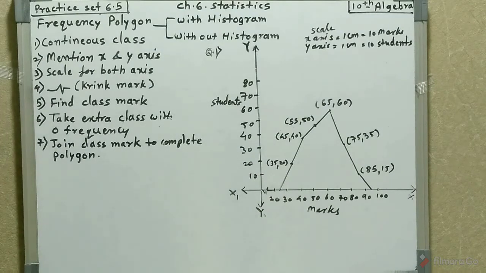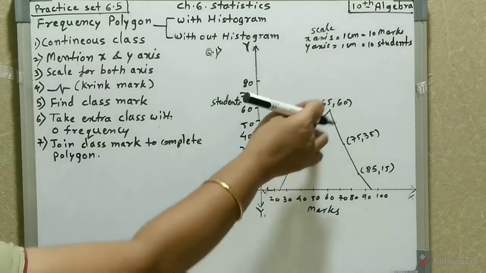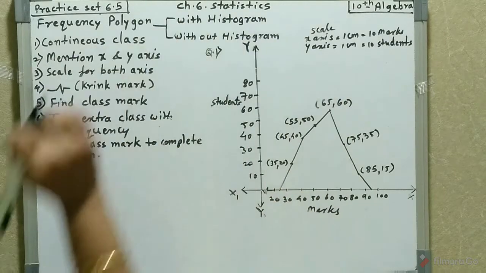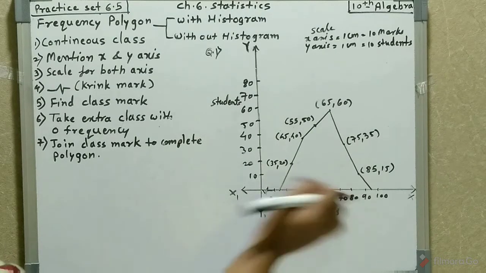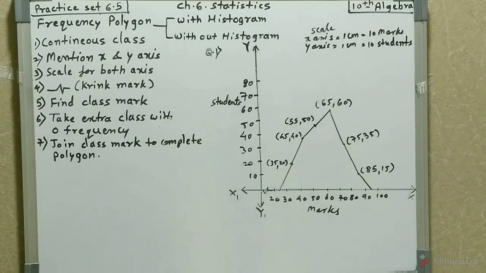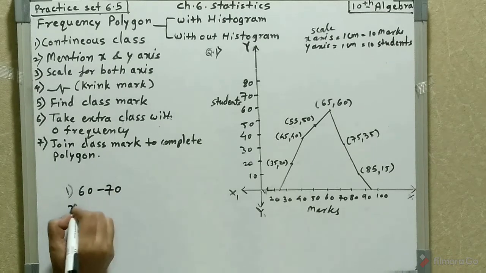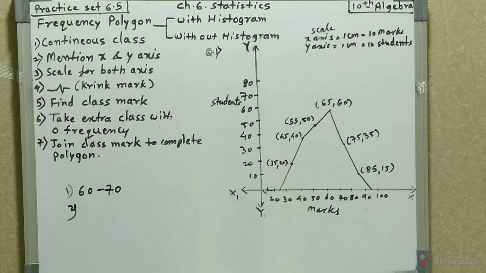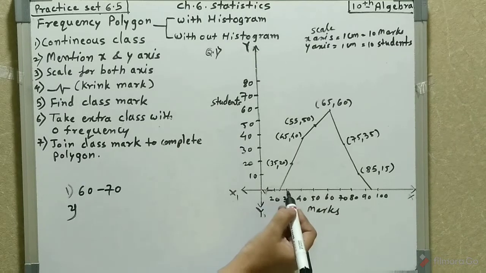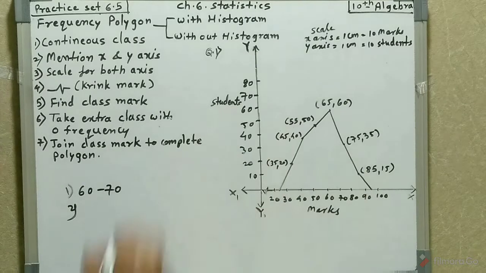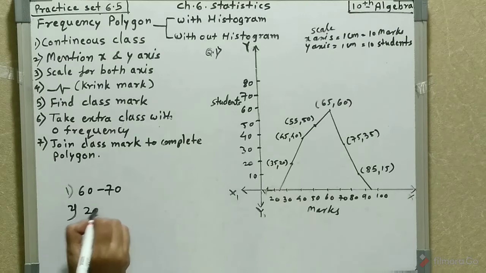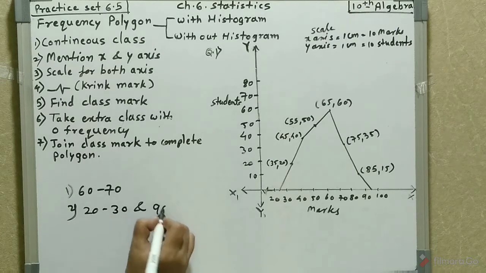The first question: which class has the maximum number of students? See, which class has the maximum number of students here? The class 60 to 70. So 60 to 70 has the maximum number of students. Our first answer is 60 to 70. Now the second question: write the classes having zero frequency. Zero frequency here is the class 20 to 30 and here 90 to 100. So the two classes 20 to 30 and 90 to 100 have zero frequency.